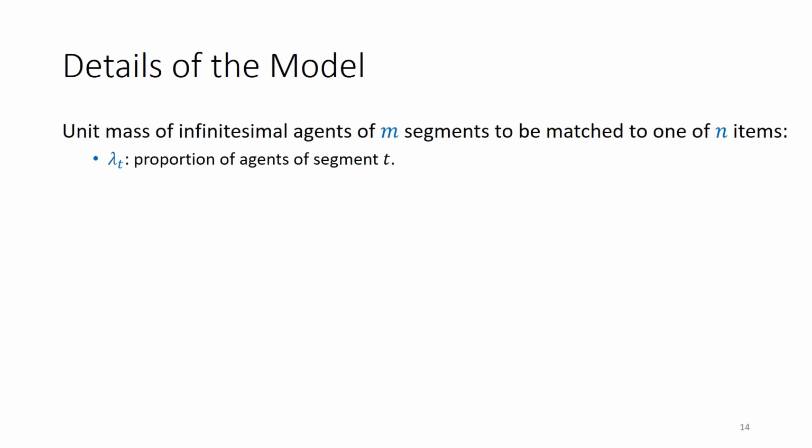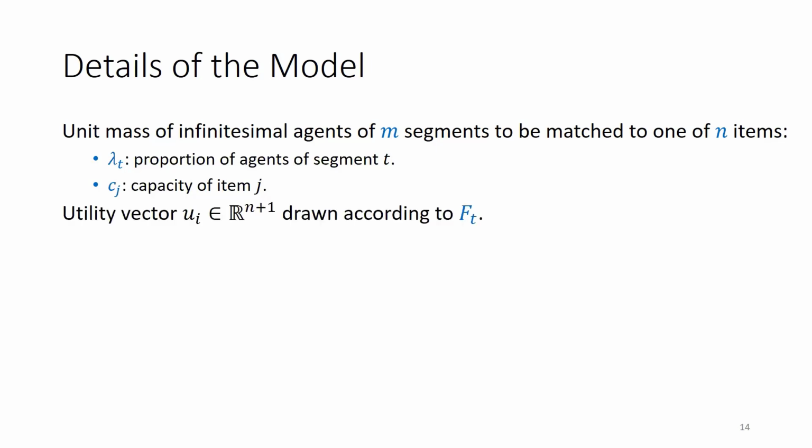Lambda T is the proportion of agents of segment T, and Cj is the capacity of item J. Agents receive certain utility vectors, which specifies their cardinal utility for each of these N items plus one outside option. And this N plus one dimensional vector is drawn according to a distribution F, which may depend on the segment.